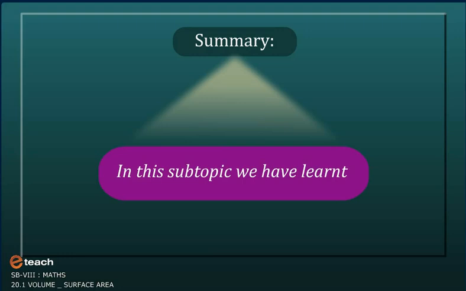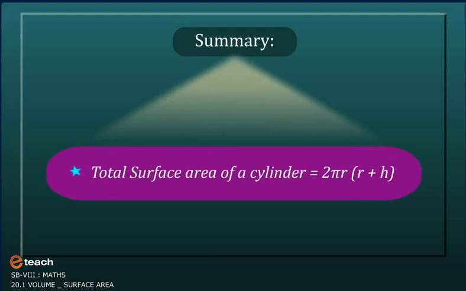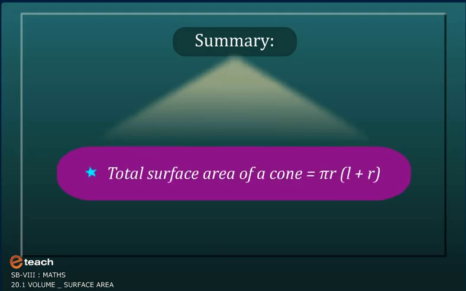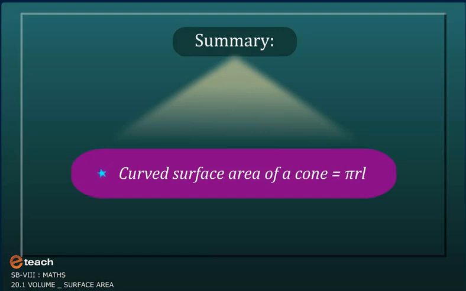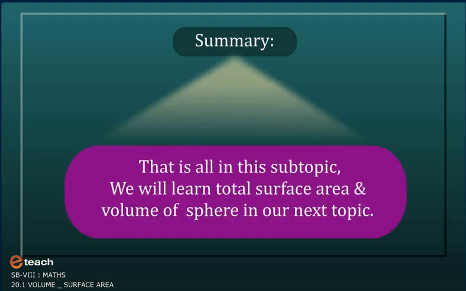Summary. In this subtopic, we have learned curved surface area of a cylinder is equal to 2 pi r h. Total surface area of a cylinder is equal to 2 pi r bracket r plus h. Volume of a cylinder is equal to pi r square h. Total surface area of a cone is equal to pi r bracket L plus r. Curved surface area of a cone is equal to pi r L. Volume of a cone is equal to 1 by 3 pi r square h.